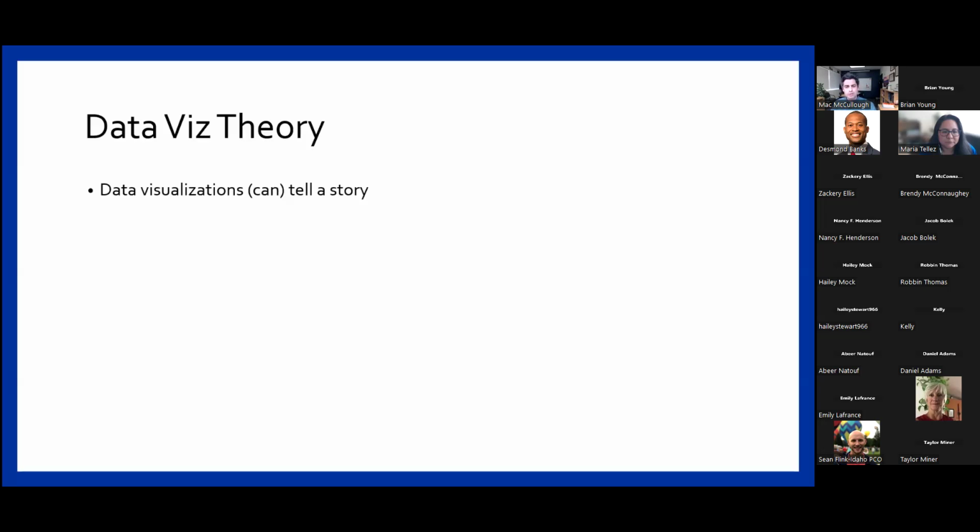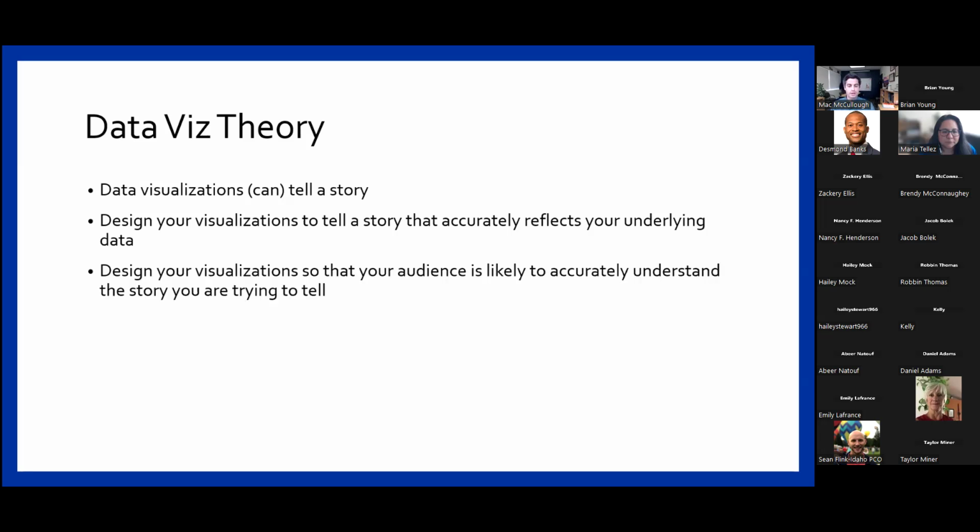So I want to talk a little bit about why we're doing this, some theory and guiding principles here. Data visualizations can tell a story. They should, and they do tell a story. They need to tell a story that accurately reflects the data. I'm assuming that we're all here because we want to use data visualizations to accurately reflect our data, not to obscure, obfuscate, or mislead with our data. And we're going to be using visualizations in a way that audiences will be more likely to understand and follow and accurately interpret our data and the story that we're trying to tell.